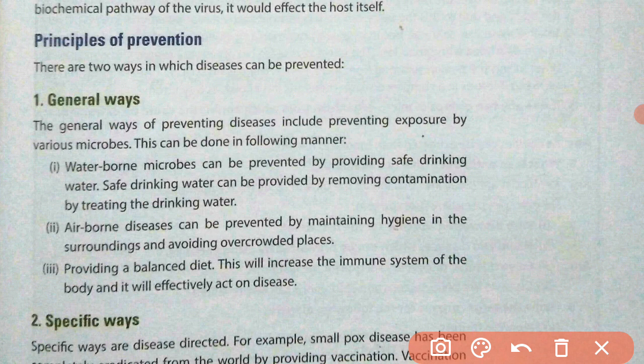So these are the general ways. By following these methods, we can save our body from any infection. Now we will talk about the specific ways.